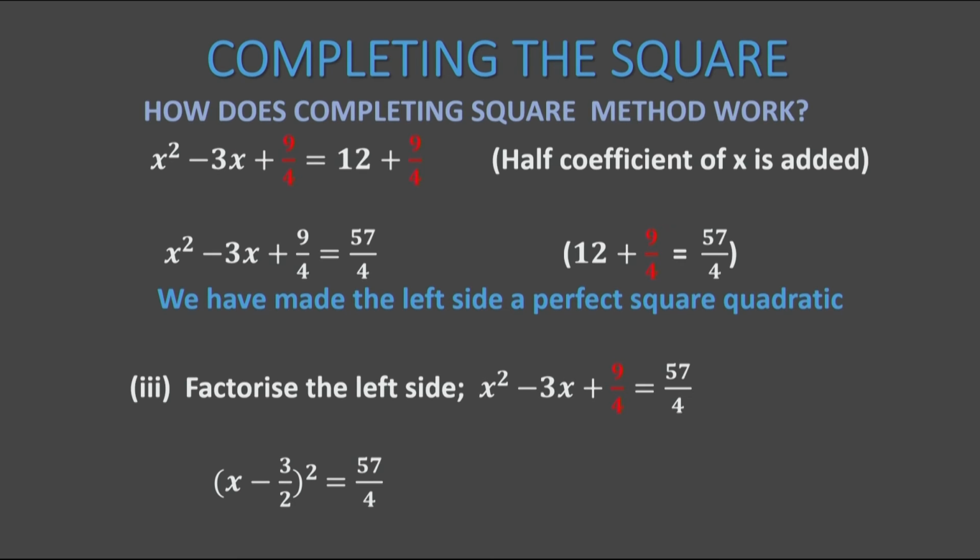I take 3, I divide by 2. It is half of the coefficient of b. I write it here. Then I square that, meaning there are 2 equal factors, because it's a perfect square expression. And when I've done that, it's done. And then you say it's equal to what is on the right. That is 57 over 4. All right?